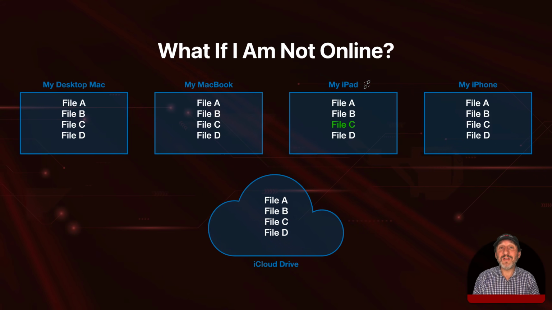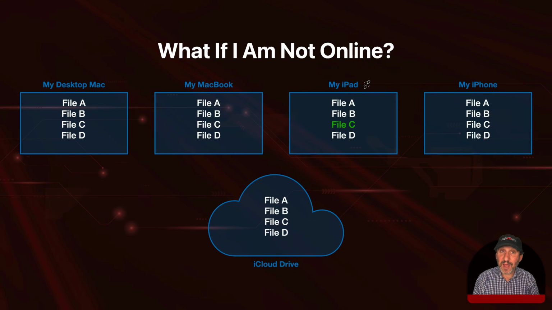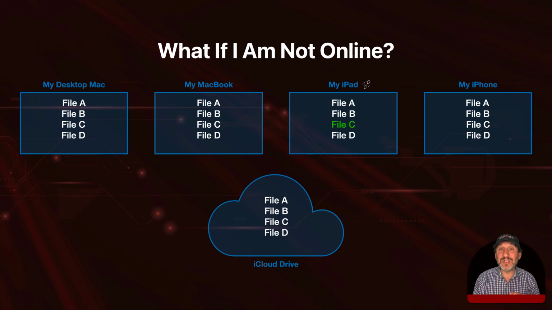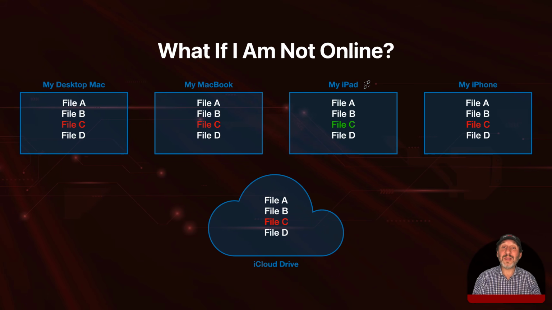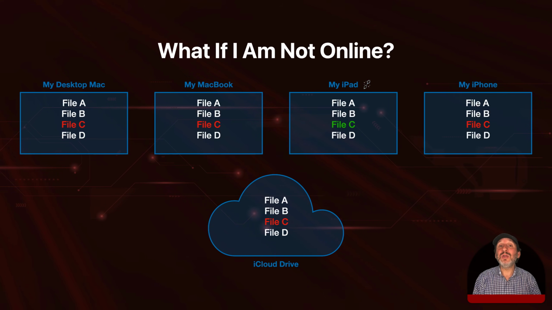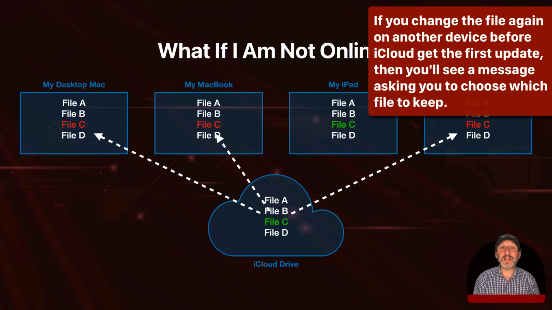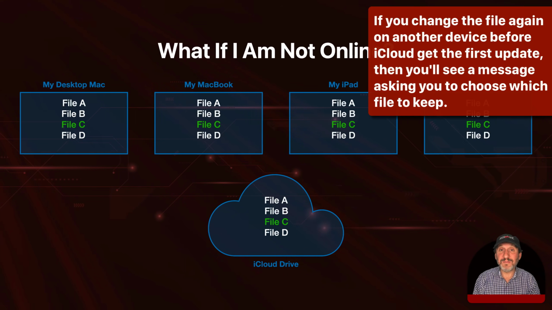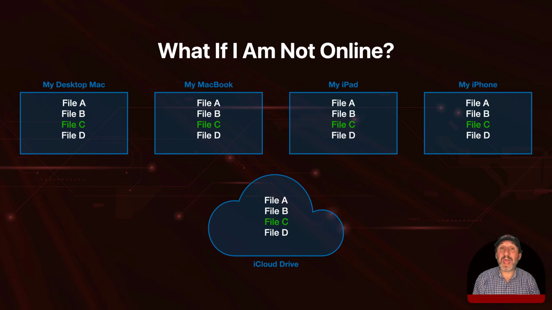Now what happens is you have a new version of File C on your iPad, but your iPad has no way to communicate with Apple's iCloud servers to tell it that there has been a change, and thus there's no way for your other devices to know about this change. So File C on iCloud Drive and on your other devices is now out of date. It's the old version. So what happens now is when your iPad connects again to the server, it will then update iCloud Drive, and iCloud Drive will then update your other devices, and everything is put back into sync.